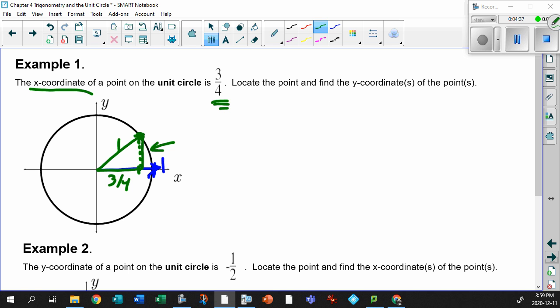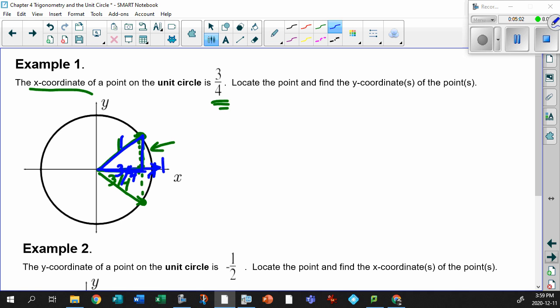But hold it. Is that the only point? Look, this is 3/4. There's a point there at 3/4, but guess what? There's a point down here at 3/4 as well. Oh my goodness. Now, those two triangles, I should say, are going to be the same because it's on the unit circle. So that being 1 and this being 3/4 is going to be fine.